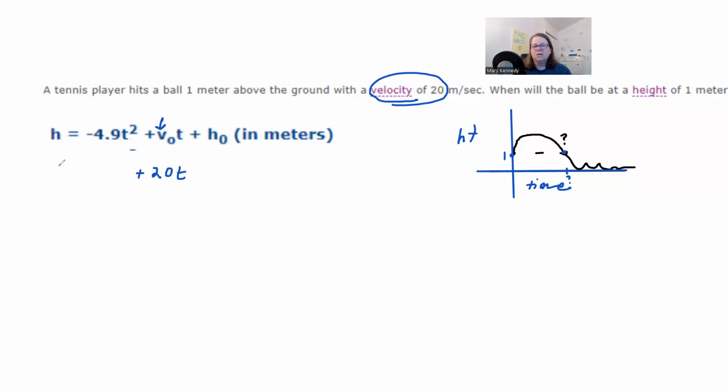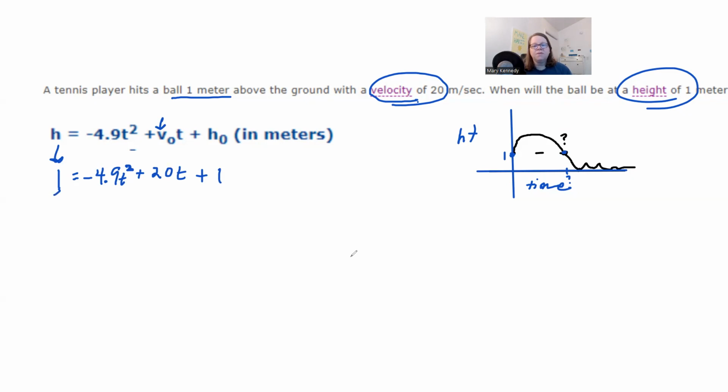So the height that we're looking to find, what we're solving, is when it's 1. We want to know when it's going to be a height of 1. So 1 equals negative 4.9t squared plus our 20t from the velocity plus the height at 0 seconds. Well, the height at 0 seconds, it tells us, is 1 at the beginning. That's right when they hit it. So that's at 0 seconds. So that's 1. Okay. So in order to solve this, it needs to be equal to 0.